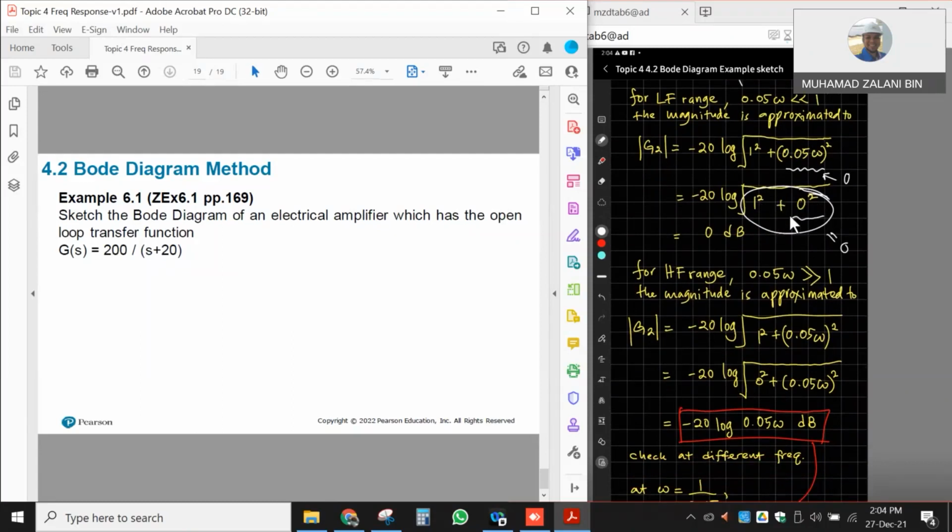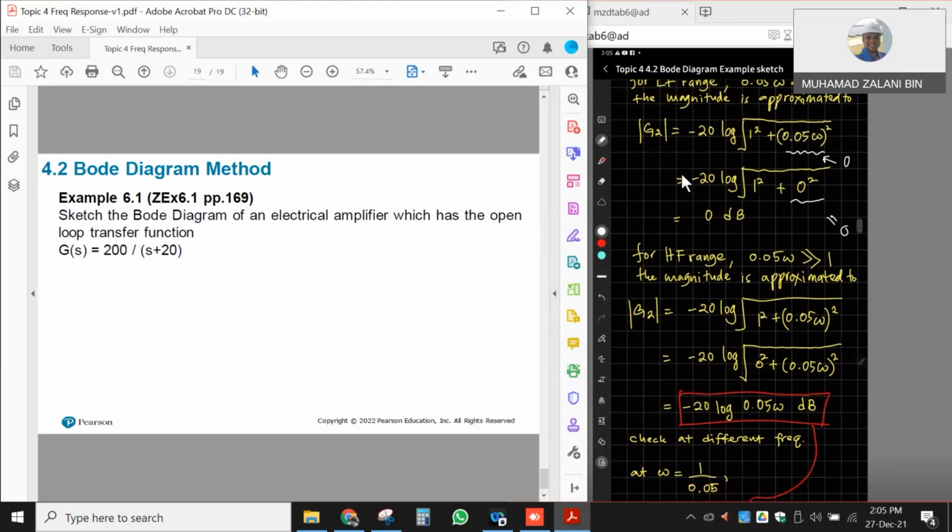Okay, we can say that the square root of 0, because 0 is dominating for this function. In that this part is 0, then we get 0 decibel for the gain of G2 at low frequency range. At low frequency range, 0 is dominating.